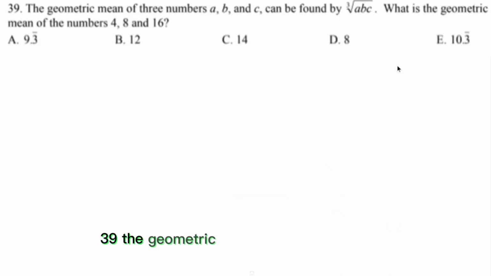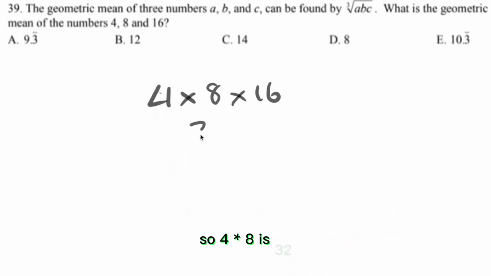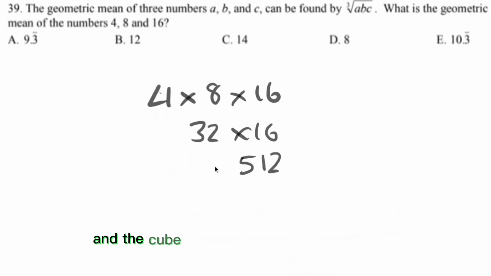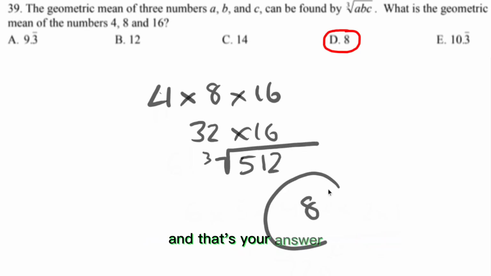39. The geometric mean of 3 numbers, a, b, and c, can be found by the cube root of abc. What is the geometric mean of the numbers 4, 8, and 16? So they've already given us the formula, so this is actually very simple. We just have to multiply 4 times 8 times 16. So 4 times 8 is 32, and 32 times 16 is 512. And the cube root of 512 is nothing but 8. And that's your answer.